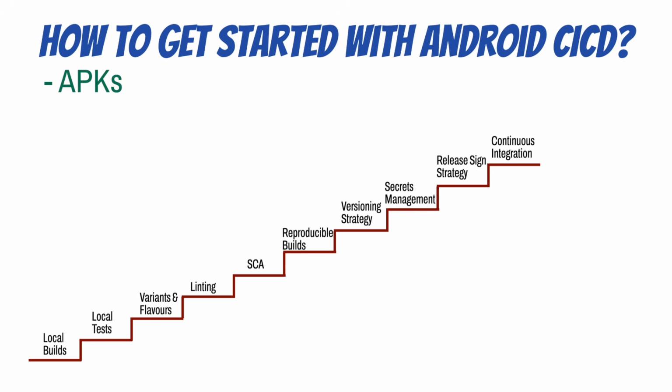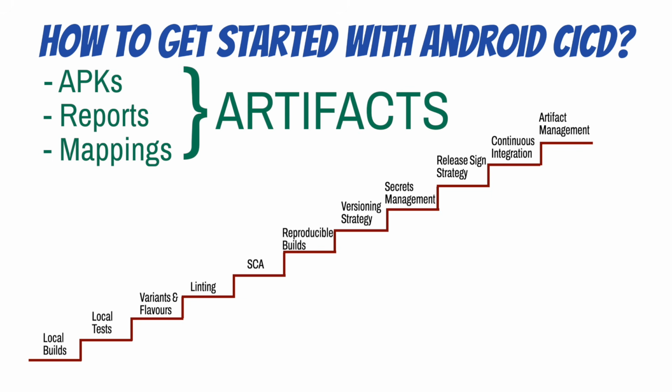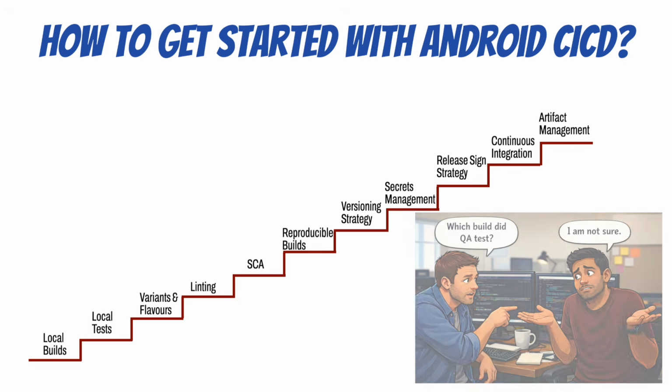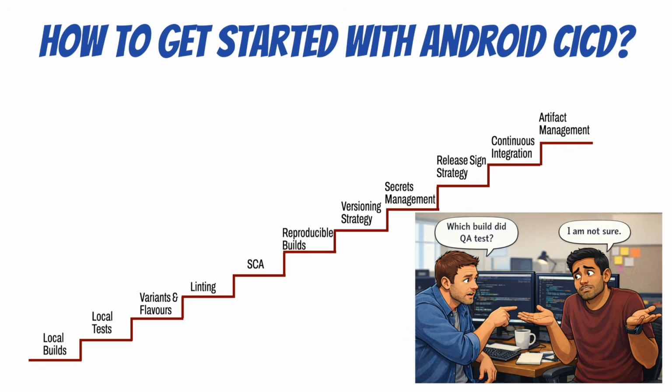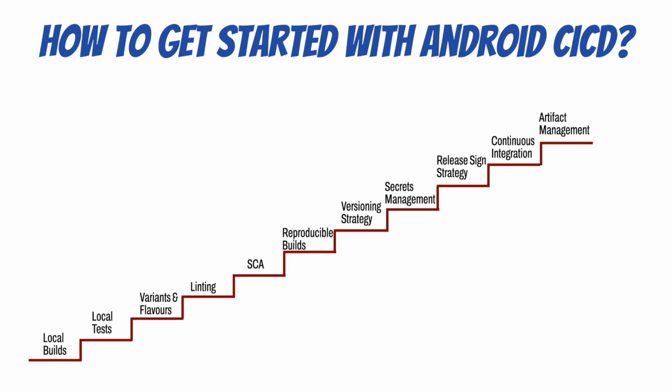That is APKs, reports, mappings, and whatever output we get out of the pipeline; they are called artifacts, and we have to have a strategy on how to manage these artifacts. At the end of the day, artifacts are what we ship and what we debug with. If you don't manage artifacts, you will eventually ask which build did QA test, and nobody will know. Once we build reliably, validate, and store artifacts, the deployment becomes a controlled final step.